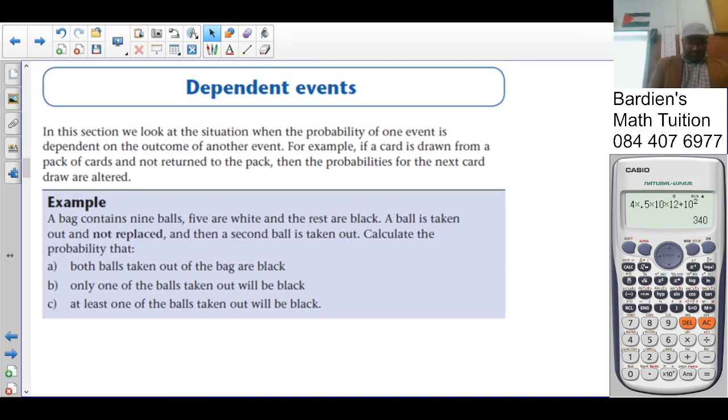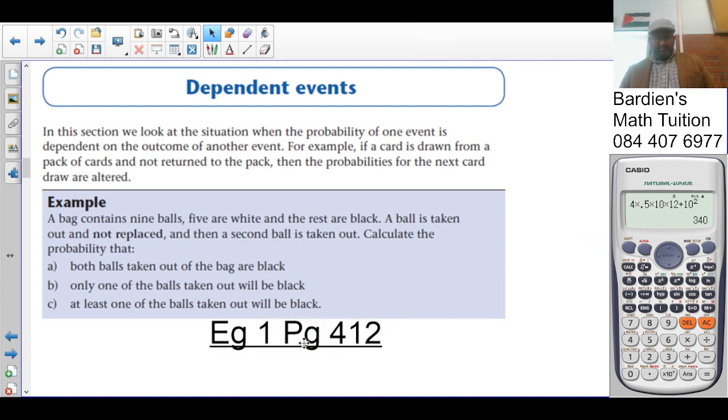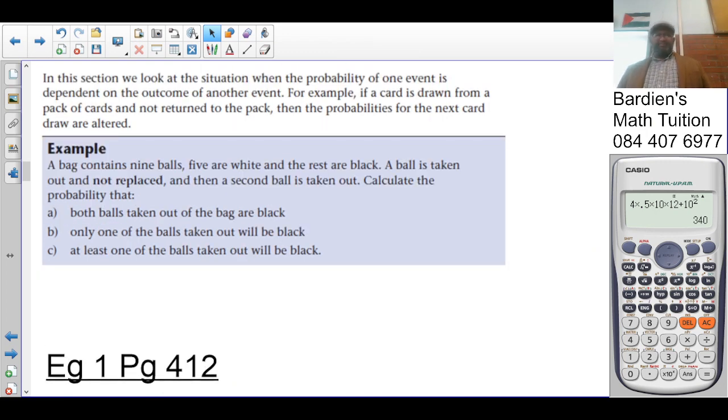We're reading from this example on page 412. So we are told that in this section we look at the situation where the probability of one event is dependent on the outcome of another event. For example, if a card is drawn from a pack of cards and not returned to the pack.